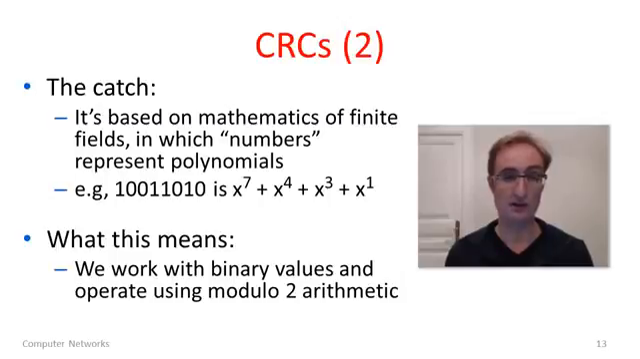What this really means, if we're going to do a computation ourselves, which is a little horrible and grungy, but we'll try and work through it just so you can really get to the bottom of it, is that if we're going to do these CRCs ourselves, we need to work with binary values, and our arithmetic will be done modulo 2.